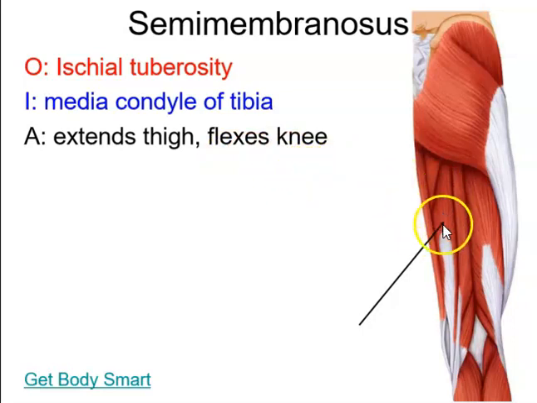So here is the semimembranosus right here. We have biceps femoris, we have semitendinosus with that nice long tendon towards the distal end of the muscle, and then more medially is the semimembranosus. Normally you will see semitendinosus sitting on top of semimembranosus if you ever get to see the gross specimen.